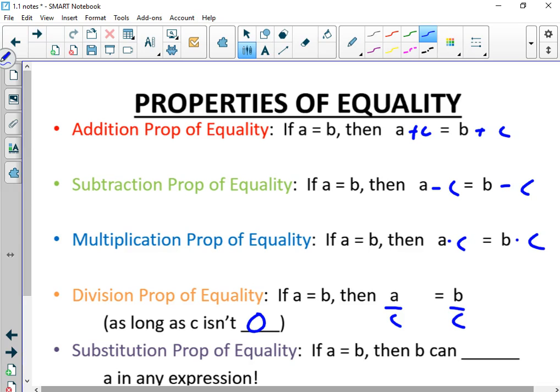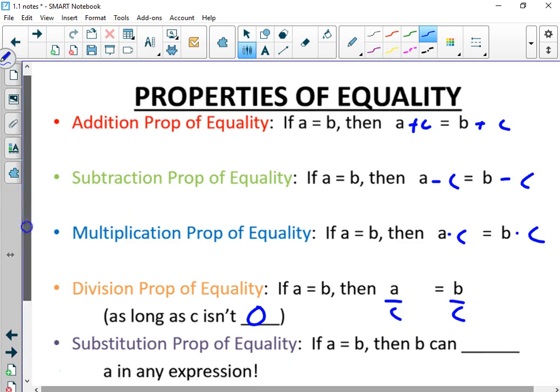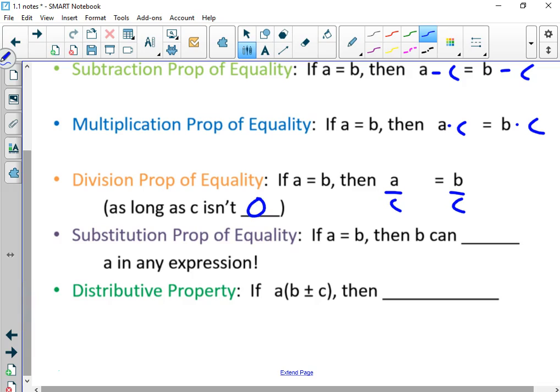All right, so we can't divide by 0. Now, the substitution property. If A equals B, then B can replace A in any expression. If they're the same thing, you can swap them out. So who here plays a sport? When you substitute in for somebody, coach takes that player out and you sub in.